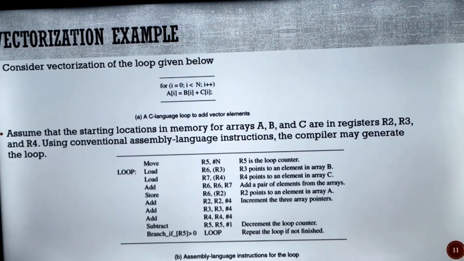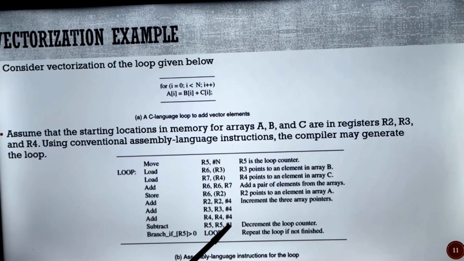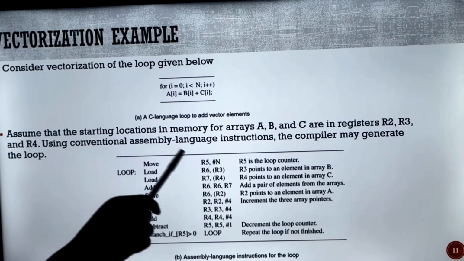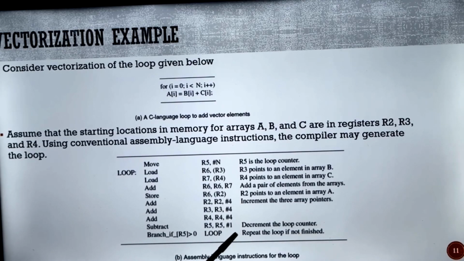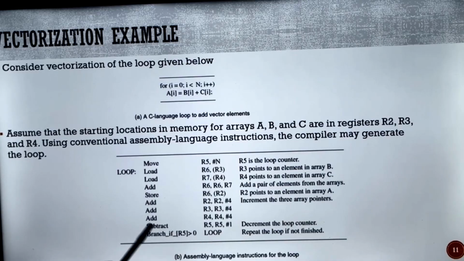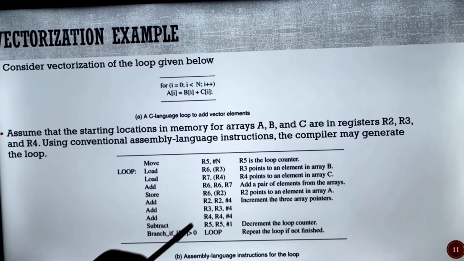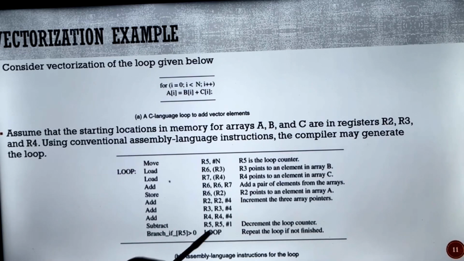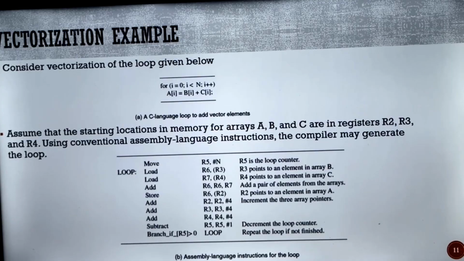So to get the address of the next data, I have to add 4. Similarly for the C array also I need to add 4. So this loop will run 100 times because R5 equals R5 minus 1. From 100 it will become 99, then 98, 97, 96, and it will keep looping until it equals 0. So 100 times you have to execute this instruction. So how lengthy will your program be, and how much time will it take?